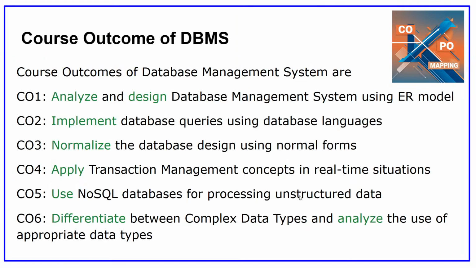But before this, it is very important that you train ChatGPT with your own course outcomes. For example, the course outcomes of database management systems are given here. CO1, CO2, likewise 6 course outcomes are given. So we need to copy this and paste it into ChatGPT, and first train our ChatGPT for our own COs.